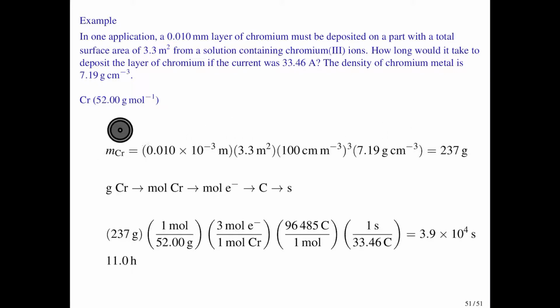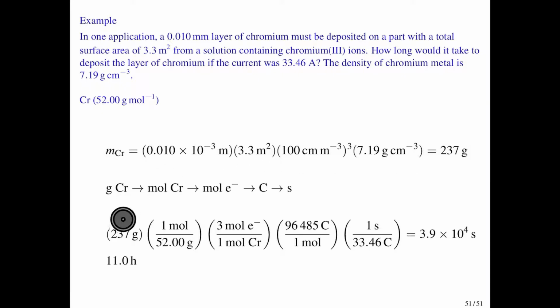This is the calculation for the mass of the chromium. Here I've got the thickness of the part, which I've expressed in meters, times the surface area of the part expressed in meters squared. This is a conversion factor from cubic meters to cubic centimeters, and then I can use the density, expressed in grams per cubic centimeter, to give me the mass in grams. So we need 237 grams of chromium to be deposited.